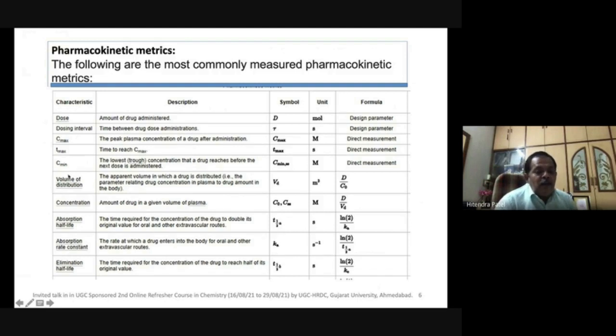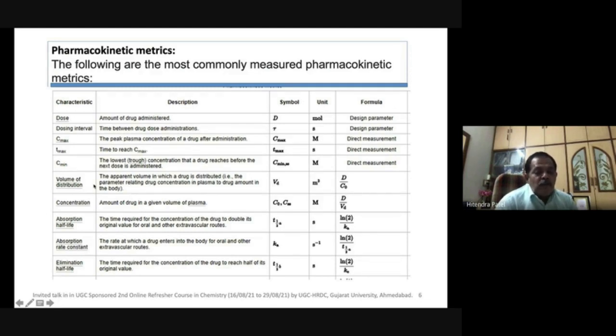And another one is the volume of distribution. Volume of distribution is very important after taking an oral route of drug administration. You can see how the drug can be distributed after absorption, that is shown here. We can calculate the volume of drug distribution in the plasma concentration. So the apparent volume in which a drug is distributed, right?